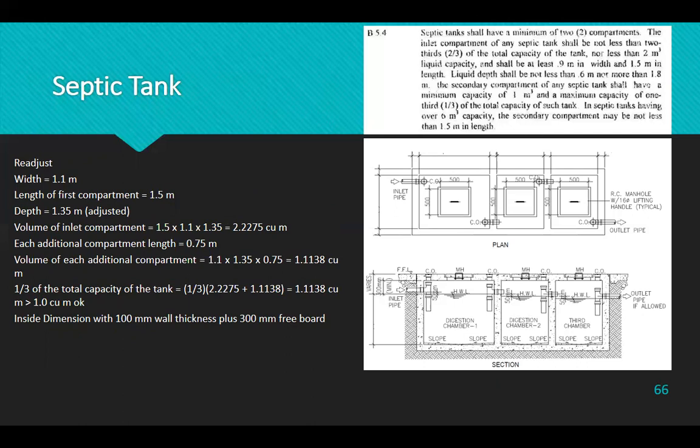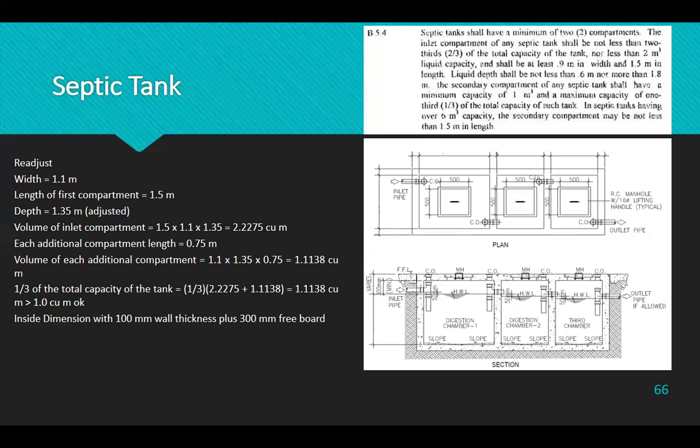So width 1.1, length of the first compartment is 1.5. So adjust the depth to 1.35. Now the volume of inlet compartment is 1.5 times 1.1 times 1.35 is 2.2275 cubic meter. Is not less than 2.0. Each additional compartment length is 0.75. Volume of each additional compartment is 1.1 times 1.35 times 0.75 is 1.1138 cubic meter.